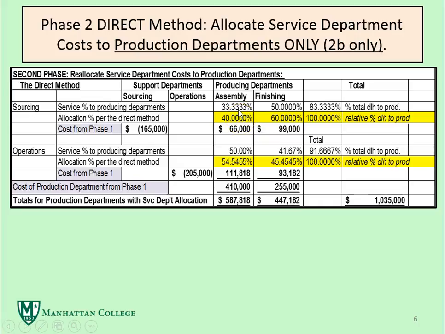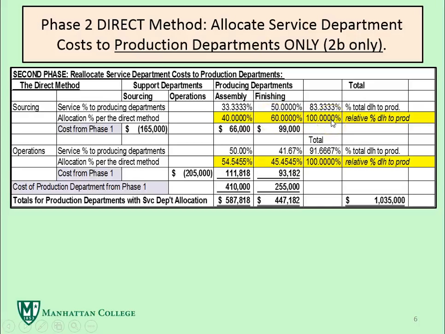So 33.33% divided by 83.33% is 40%. Another way to do that would be to go back. The sourcing department spends 40,000 hours in assembly and 60,000 hours in finishing. So in the producing departments, they spend 100,000 direct labor hours, 40,000 in assembly, 60,000 in finishing. Again, you get 40% and 60%.